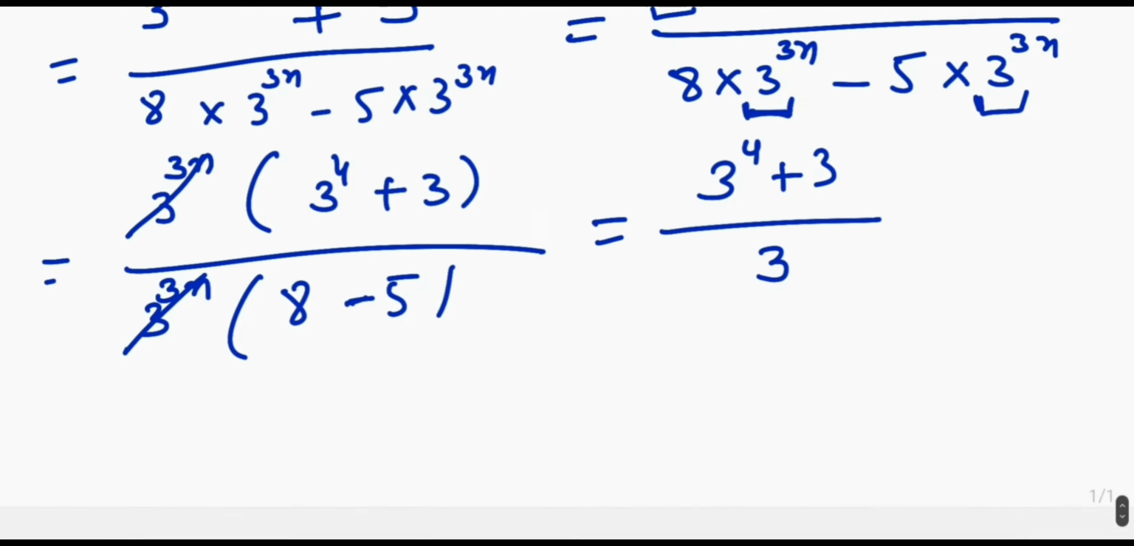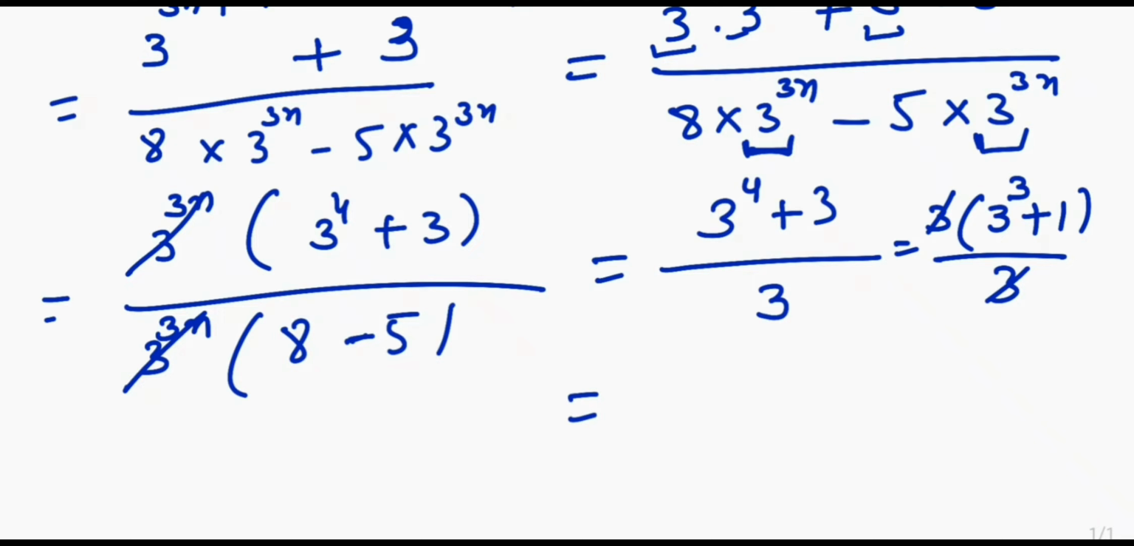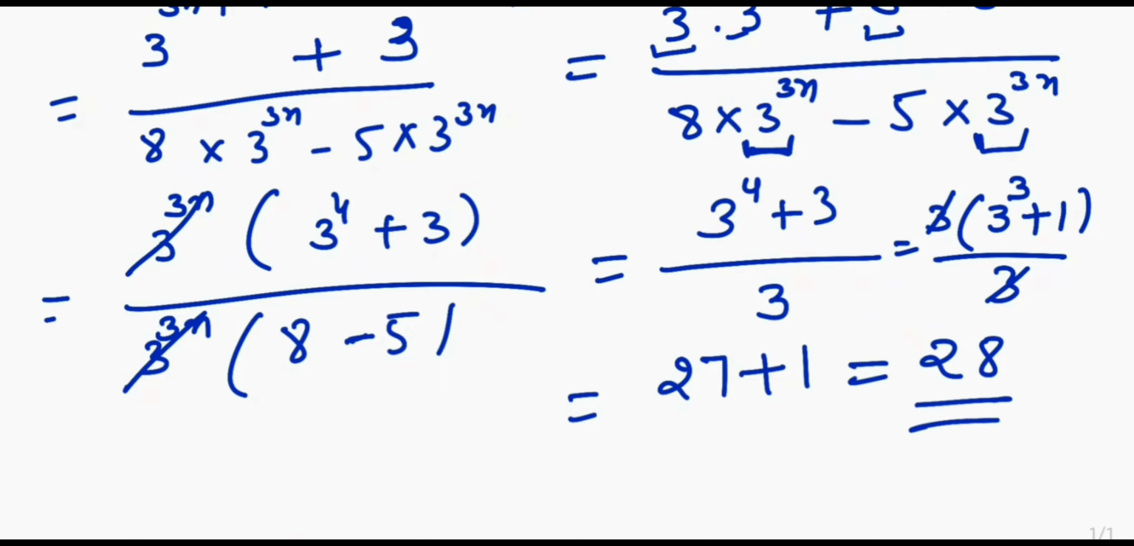So here what will I do? Again I can take this 3 common. 3 into 3 raised to power 3. I will be left with plus 1 divided by 3. This will get cancelled. So 3 into 3 into 3 is 27 plus 1. My answer is 28. Now let's solve the second question.